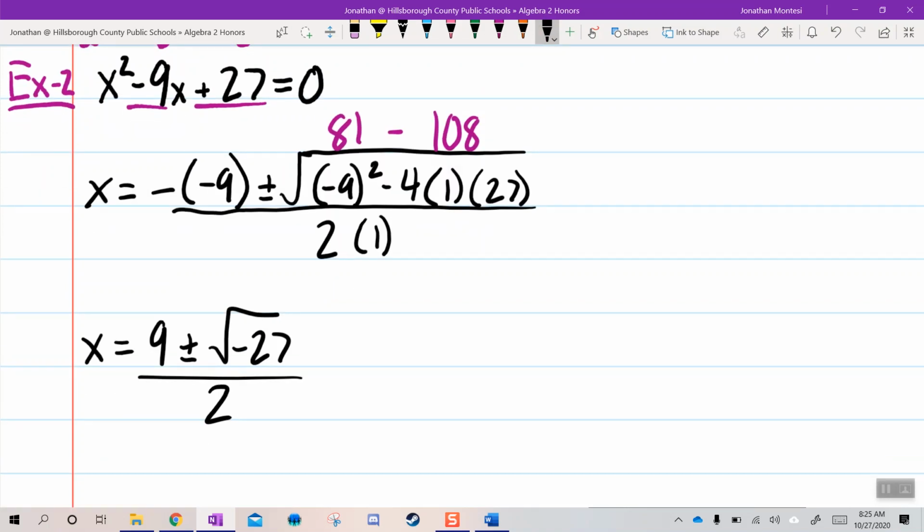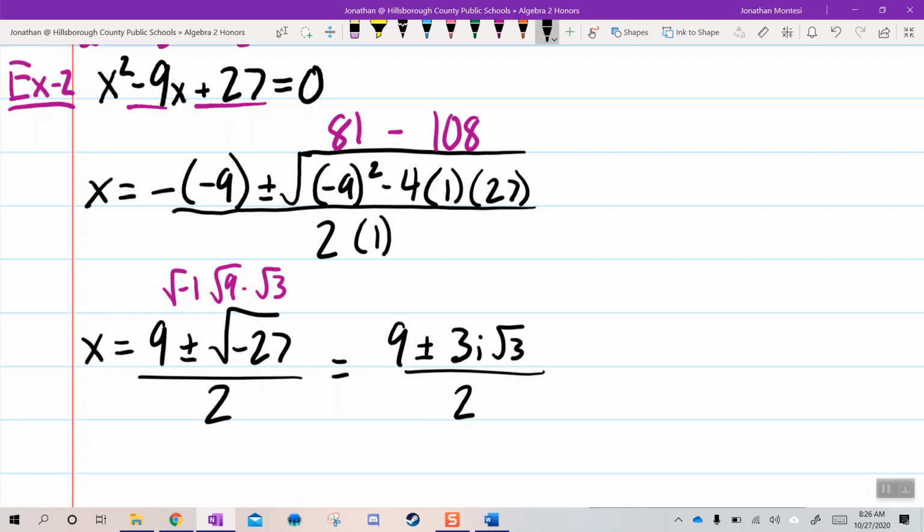And I have to break down that root. So 27 divided by 9. That breaks into the root of 9 times the root of 3. I'm also going to have the root of negative 1. So 9 plus or minus. On the outside, I've got 3i. That's the root of 9 and the root of negative 1. And that other root of 3 stays inside. All over 2.